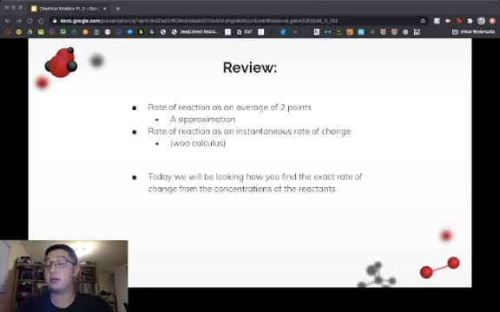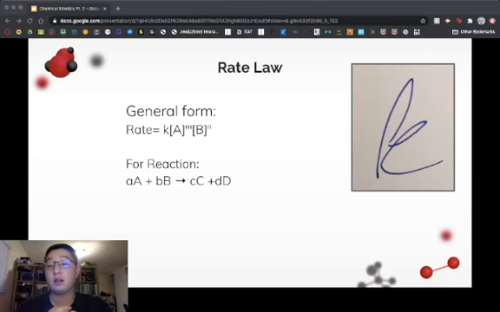Yeah, and then just to recap what we did last time, rate of reaction, we covered how to get the rate of reaction as an average of 2 points, which is an approximation. And then we have the rate of reaction as an instantaneous rate of change, woo calculus. And then today we're going to be looking at how you can find the exact rate of change from the concentrations of the reactants at any given time. And the way you do that is by using the rate law.